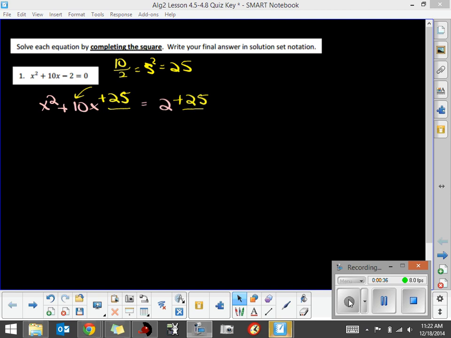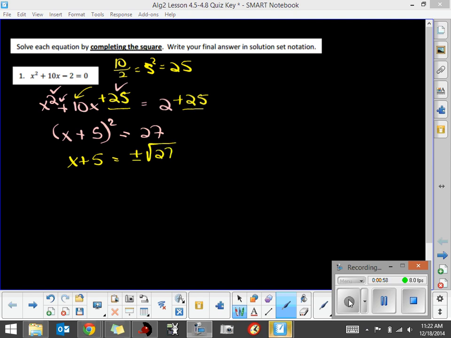Now we can factor our trinomial, so that's going to be x plus 5. Remember, it's the square root of this, the square root of this, and the sign's the same. Squared equals 27, which means now we're going to solve it for x. In order to solve for x, we're going to get rid of squaring. So to undo squaring, we square root. Don't forget, when we square root, it's plus or minus.